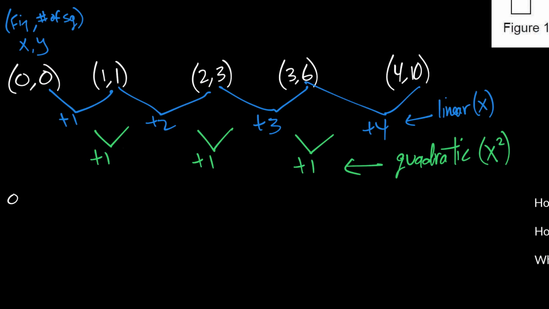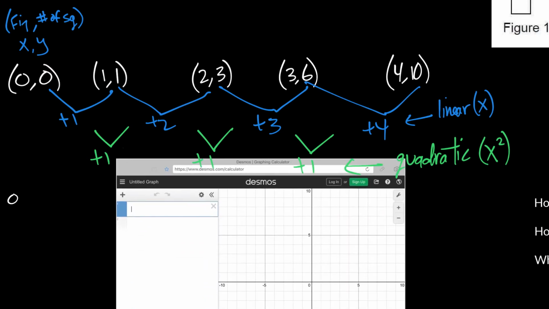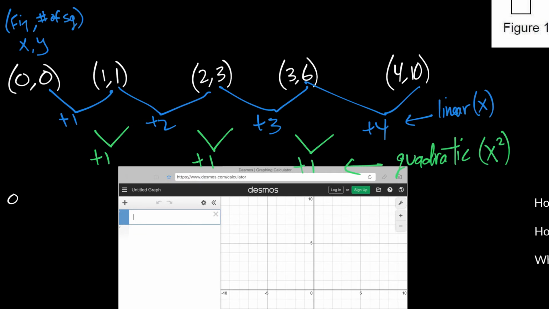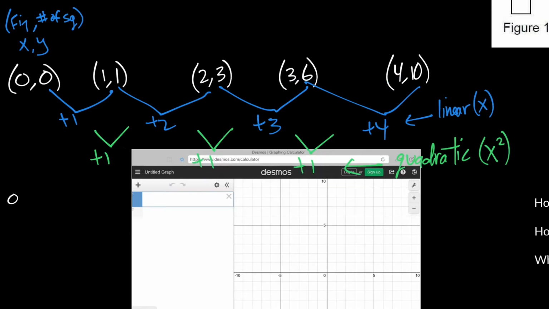Now, that was my first hint. Next, what I did is I took Desmos. This is my favorite, Desmos. And what I did is I plugged in all of these points, 0, 0, 1, 1, 2, 3, 3, 6, 4, 10. I'm going to do that right now. Okay, so what we can see here is all these points exist here. You can see the 2, 3, and the 3, 6, and the 4, 10.